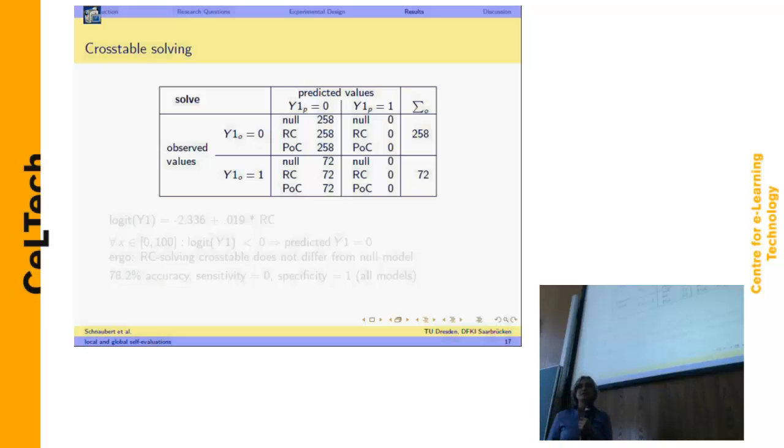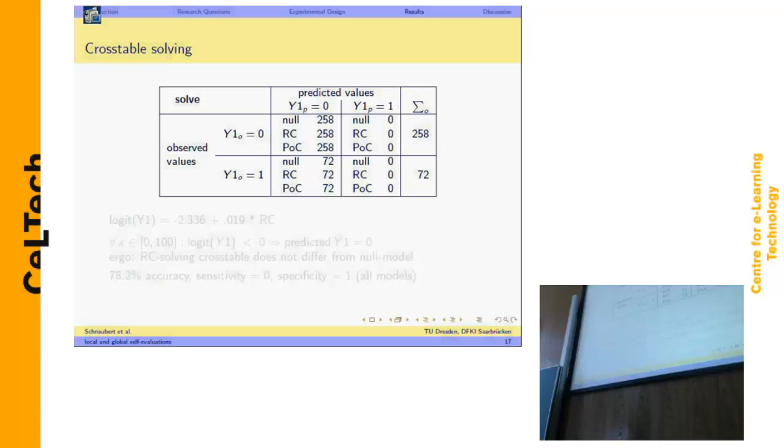So if we're looking at the cross tables for the observed values and the predicted values, we can see the observed values here. For solving, in 258 cases the students were not able to solve after the initial error, and in 72 cases they were, so the solving rate was quite low. And we can see that all the models predict the same. They always predict a non-solve.